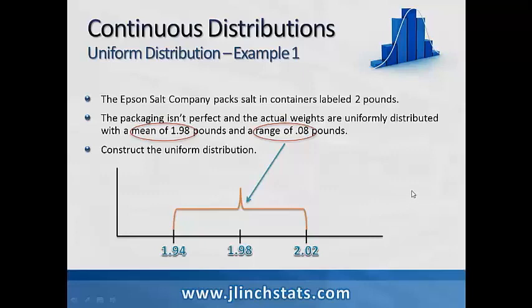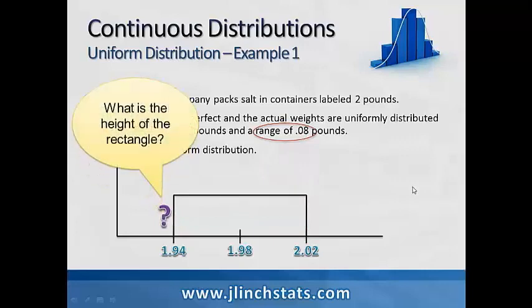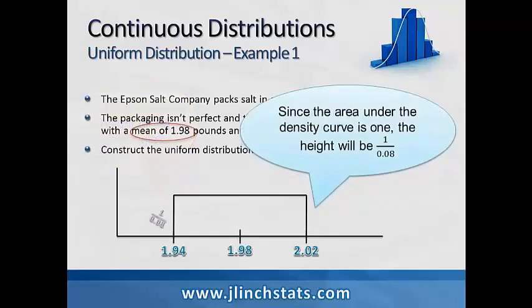Now, once we've established our endpoints, we can create a rectangle. The only question we have left is, what is the height of this rectangle? Recall that the area under any density curve for a probability distribution has to be 1. So the area of this rectangular region must be equivalent to 1. Since the area under the density curve is 1, the height is going to be the reciprocal of the range, 1 over 0.08. And we're just going to leave that as a fraction here.